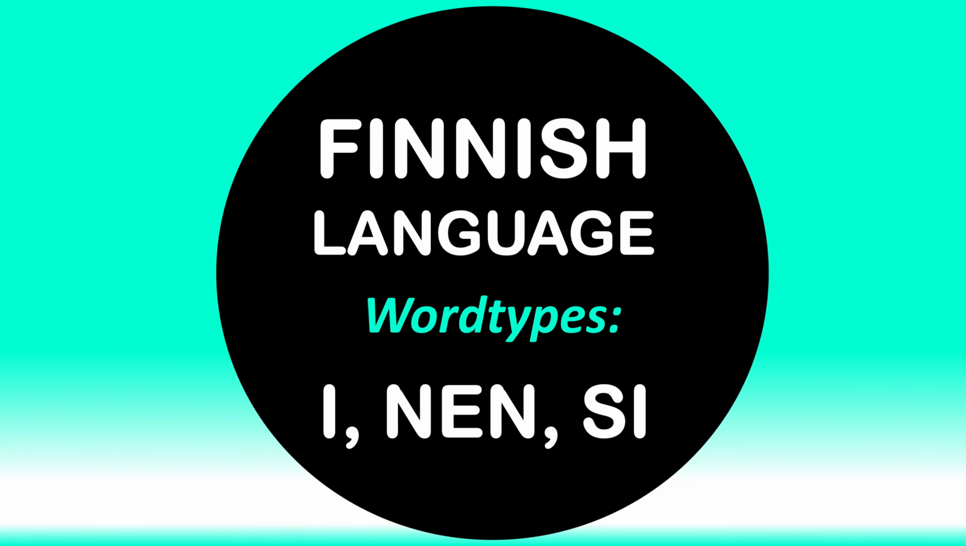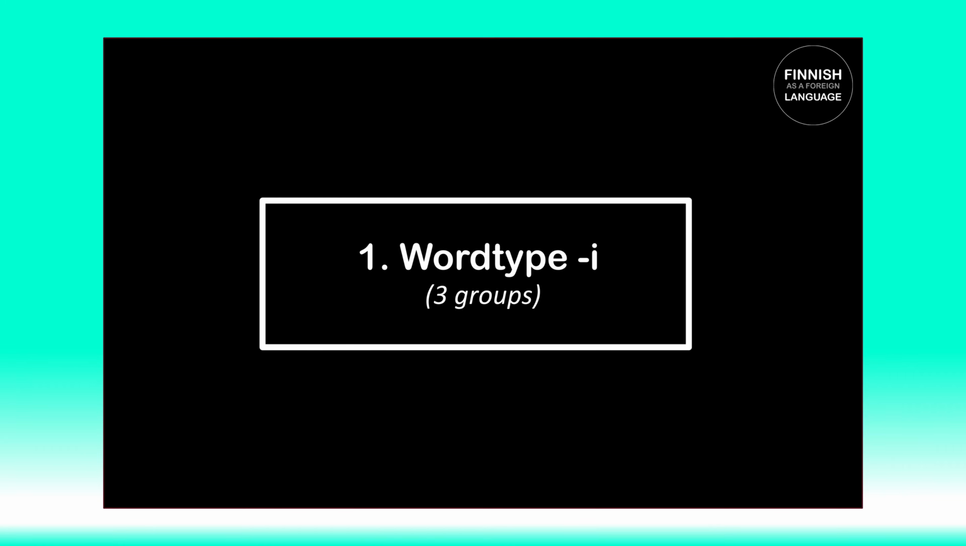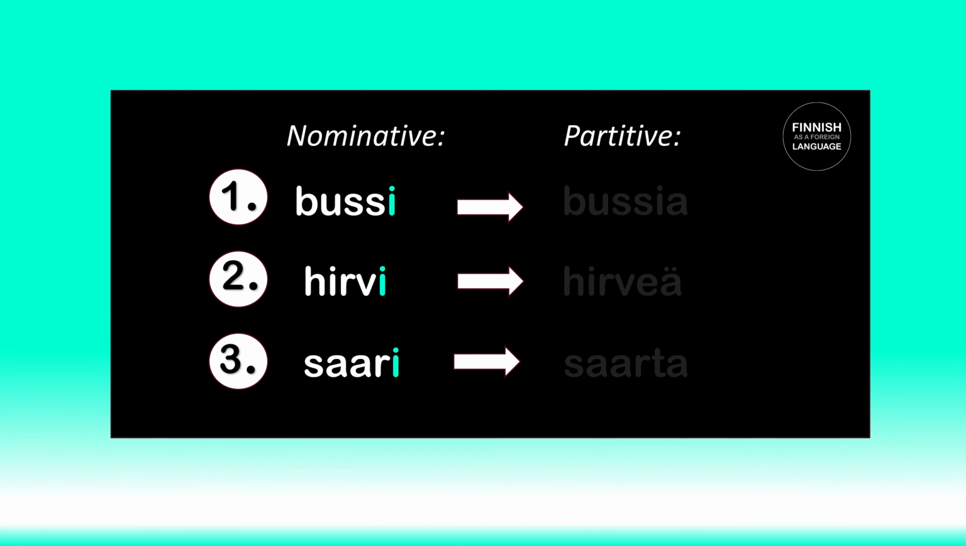So in today's video we are going to learn about the word types I, N and C. Let's start right away with word type I, which consists of three groups. One question that often appears is, why is the formation of the partitive of words that are ending with an I so different sometimes? Here are some examples.